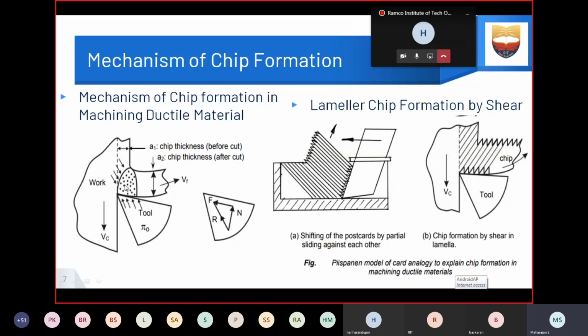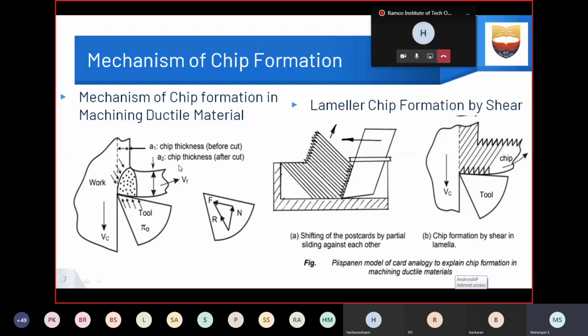Slipping, or what we call plastic deformation of the material. Due to the plastic deformation of the material, the complete chip will come out in the form of a continuous chip. So with ductile material, we get the continuous chip by way of the shearing action in this direction. A1 is the uncut chip thickness. A2 is the chip thickness.